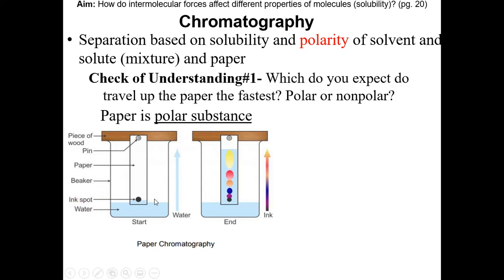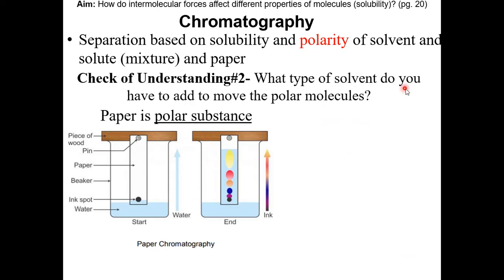So check of understanding number 1. Which do you expect to travel up the paper the fastest? The polar or nonpolar substance? Ink is a mixture that contains polar and nonpolar components. Since paper is a polar substance, you expect the polar components of ink to stick to the paper, and the nonpolar components of ink will travel up the paper. The reason why polar components of ink will stick to the paper is because paper is a polar substance. Polar substances form stronger interactions with other polar substances than nonpolar substances. That's why nonpolar substances will not stick to the paper as much and will travel up the paper.